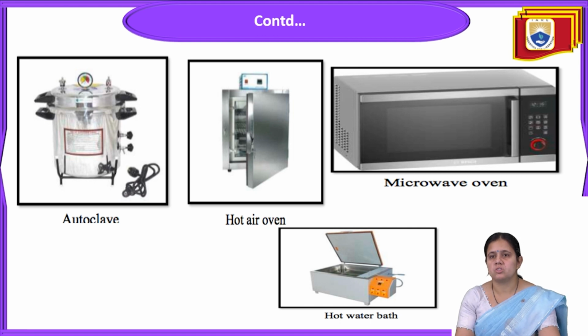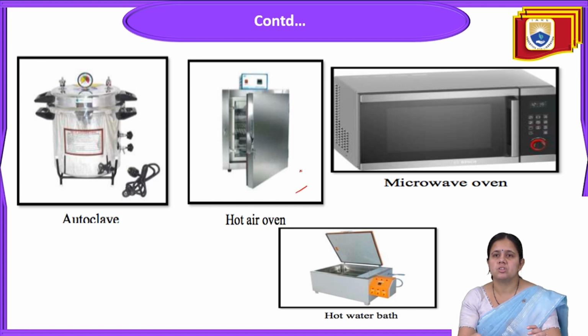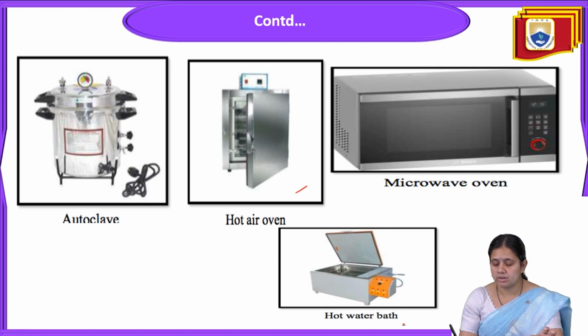Here you can see the pictures of these. This is the autoclave machine, where we put the substrate inside the chamber, and it works at a very high temperature, boiling the substrate to make it free from pathogens. Next is the hot air oven. This is a picture of a hot air oven, where you can put things inside the chamber. Next is the microwave oven, which works on the principle of microwaves. Next is the hot water bath, where the substrate is heated in hot water for the pre-treatment process.